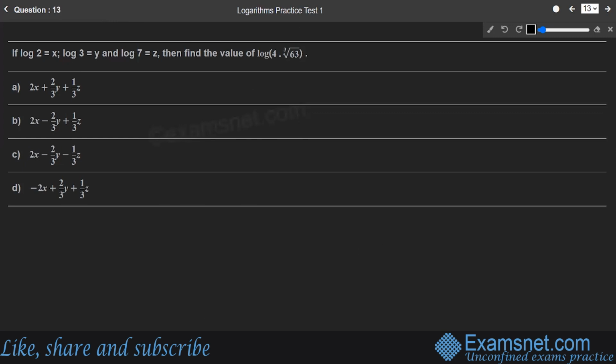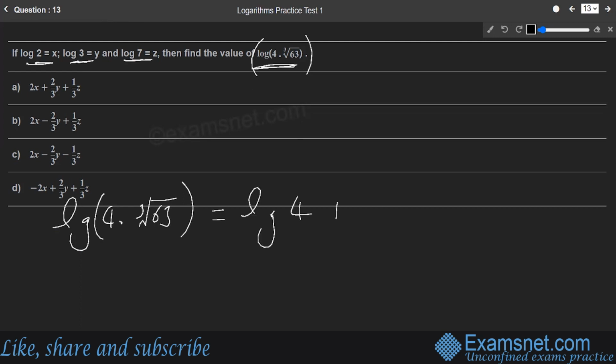Okay. Log 2 is equal to x, log 3 is equal to y, and log 7 is equal to z. Then find the value of log of 4 into the cube root of 63. That is what we are supposed to find out. So let us first simplify log of 4 multiplied by the cube root of 63. This can be written as log 4 plus log of the cube root of 63, which can be written as 1 by 3 log 63.